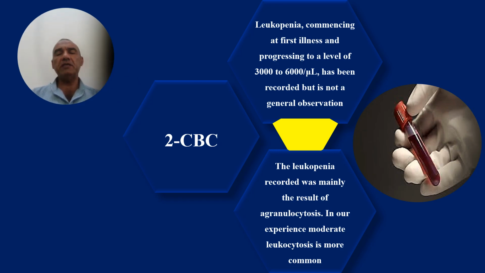CBC or complete blood picture: leukopenia commencing at first illness and progressing to a level of 3,000 to 6,000 per microliter has been recorded, but it is not a general observation. The leukopenia recorded was mainly the result of agranulocytosis. In our experience, moderate leukocytosis is more common.